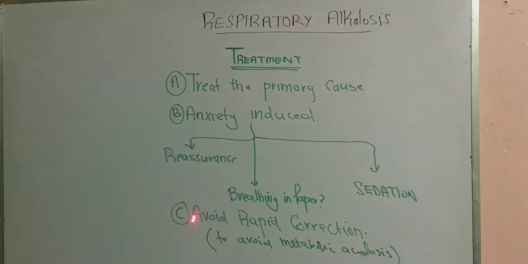We need to avoid one very important thing: in cases of chronic respiratory alkalosis, the kidneys have got rid of bicarbonate to compensate for it. For example, if the PCO2 goes down by 10, 5 bicarbonate are thrown out of the body. But if we rapidly correct the respiratory alkalosis, especially chronic respiratory alkalosis, it will end up with metabolic acidosis, which can harm the patient. So we should avoid rapid correction or overcorrection of respiratory alkalosis, especially in chronic cases.